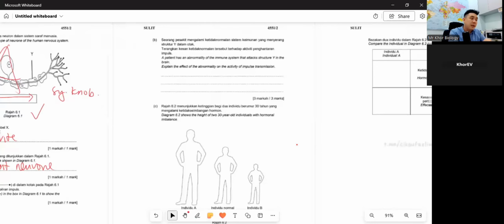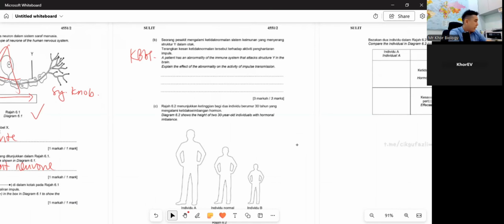Okay, question B. A patient has an abnormality in the immune system that attacks structure Y, the myelin sheath. So explain the effect, guys. This is a KBAT question. Guys, to tackle KBAT questions, you have to always remind yourself of what you have learned and relate it to the question.